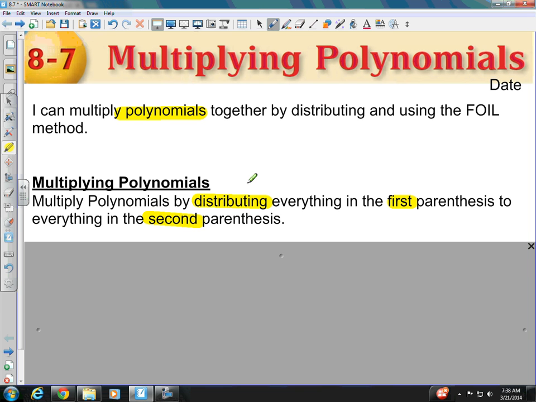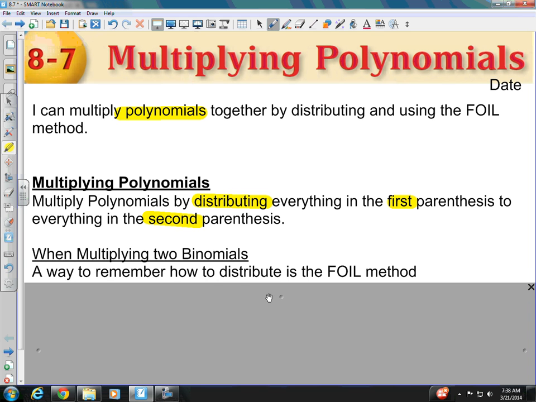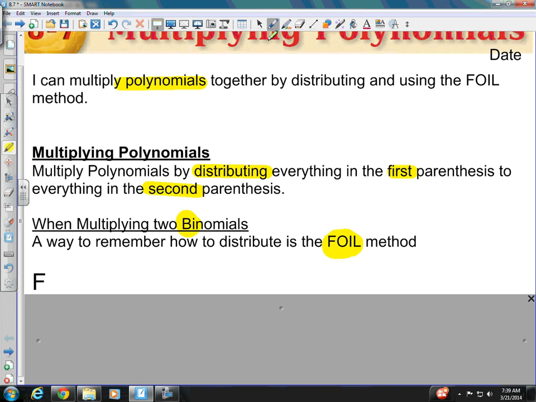Now, a way to help us to remember the distributive property when we're looking at binomials is the FOIL method. So in multiplying two binomials, remember, like bicycles have two wheels, binomials have two terms. Now, each letter in FOIL stands for something. So F means we're going to multiply our first terms in each parenthesis.